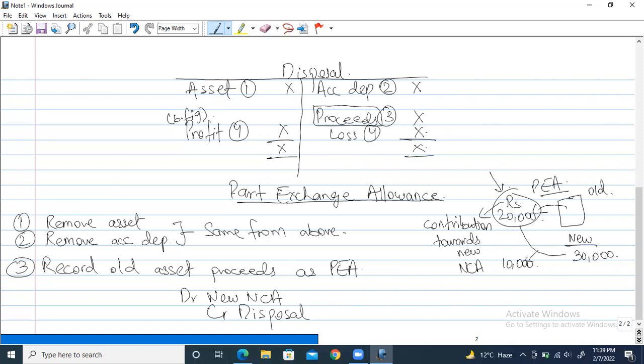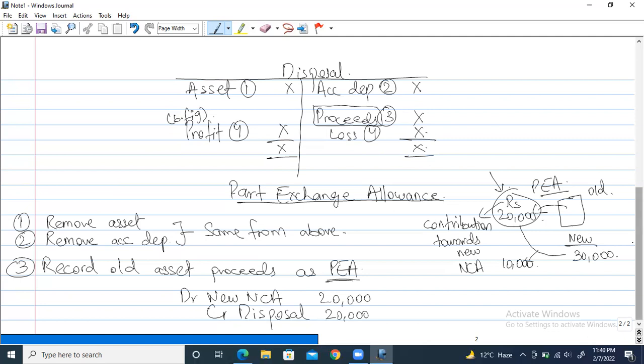We are just debiting the new non-current asset account with the old proceeds that are agreed with the shopkeeper. Okay, so what we'll do is, we are creating the disposals. Why are we crediting the disposal account? Because for the disposal account, it's the same as treated as proceeds, right? For the disposal account, it is a proceed, but it's recorded as a part exchange allowance.